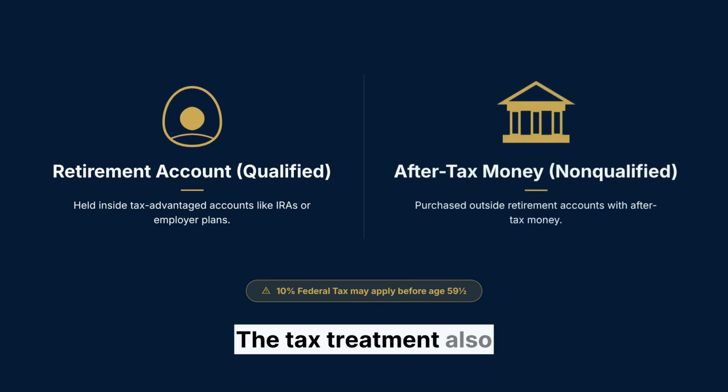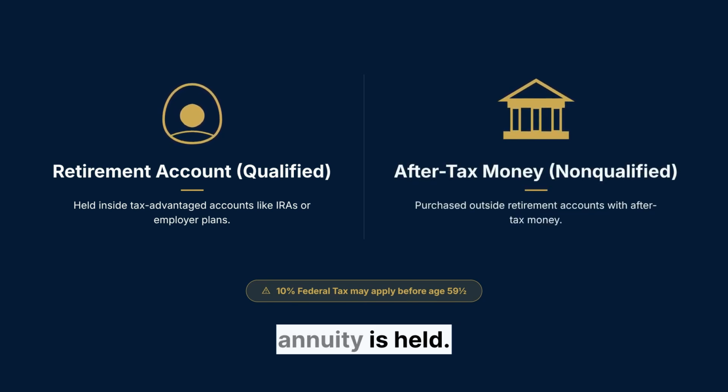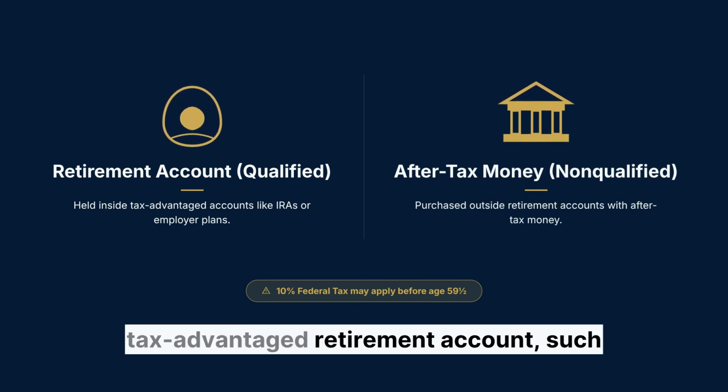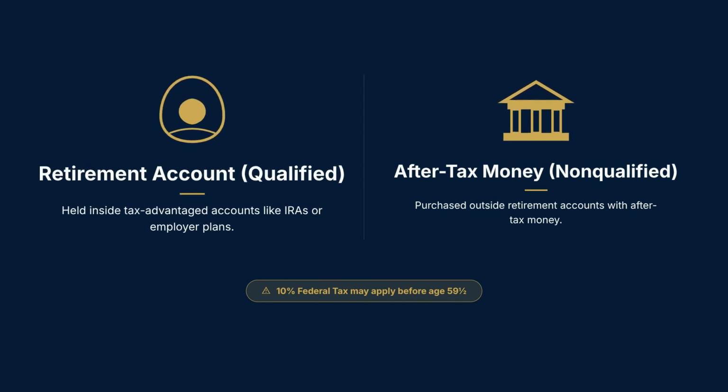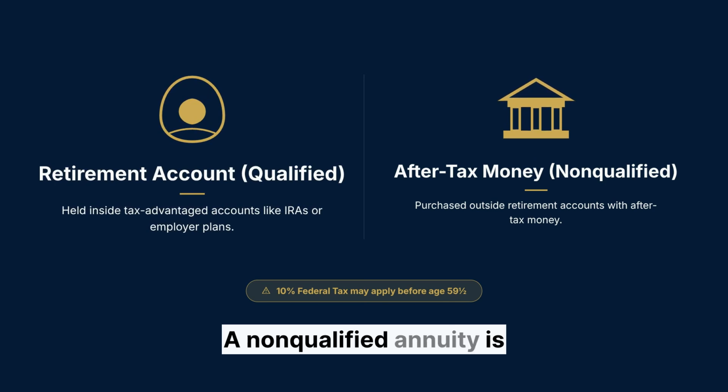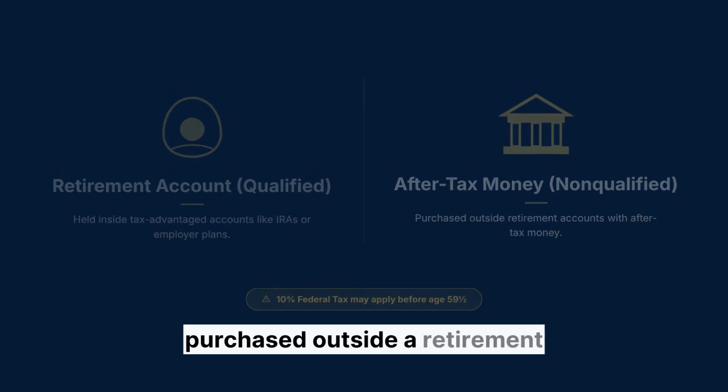The tax treatment also depends on where the annuity is held. A qualified annuity is generally held inside a tax-advantaged retirement account, such as a traditional IRA or an employer retirement plan. A non-qualified annuity is purchased outside a retirement account, usually with money that has already been taxed.